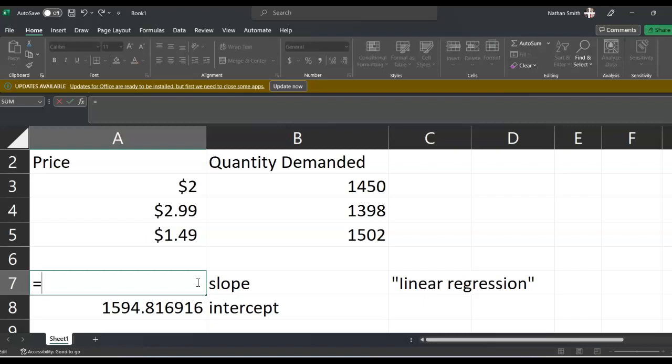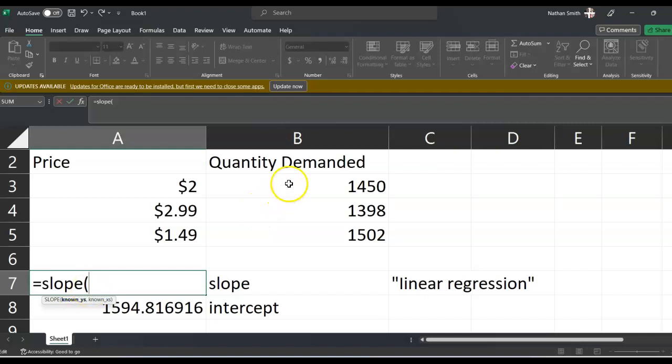You do equals SLOPE. Okay, so just literally the word slope. Then you type left parenthesis. And notice how it's telling you it wants the y variables. Okay, the y variable in this case is quantity demanded because the y is influenced by the x. The x causes the change in y, or so we think. So in this case, the price is influencing the quantity demanded. That makes the quantity demanded the y, and the price the x.